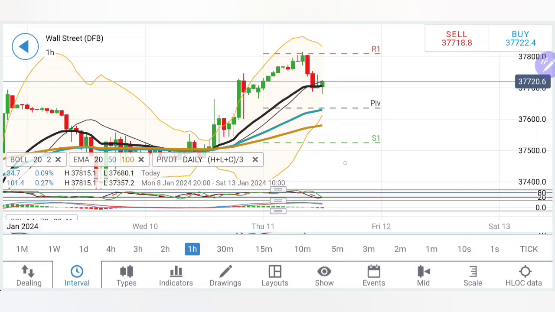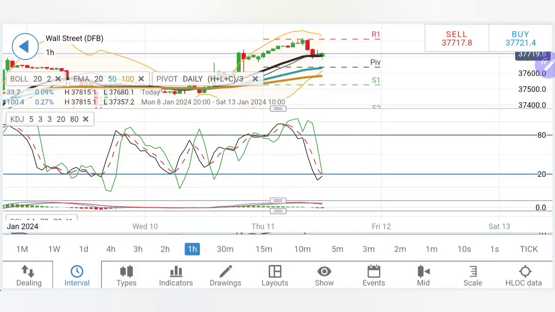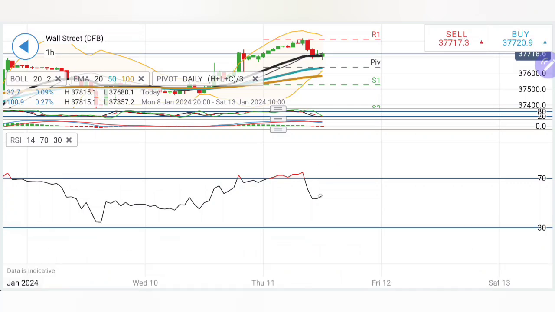Moving averages are trading with divergence and still bullish. The stochastic has hit oversold levels, it can try to rise. MACD is looking upwards and trying to trade with slide.